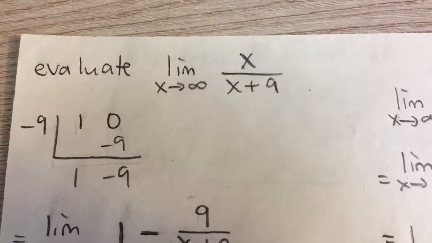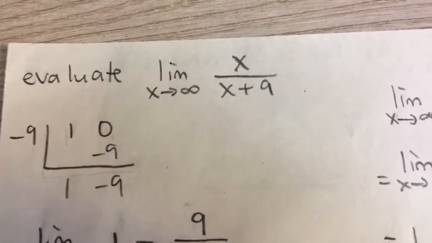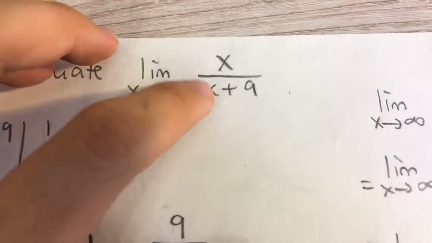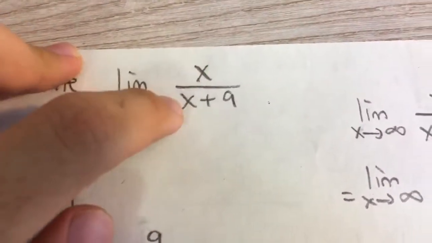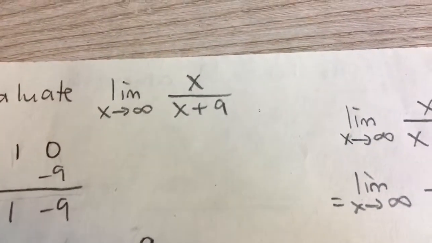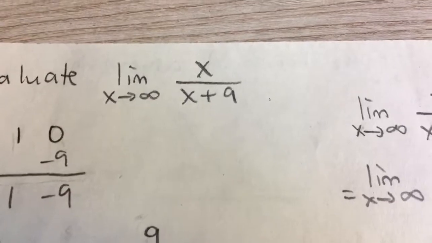Evaluate the limit as x approaches infinity of x over x plus 9. Now first off, intuitively, if we plug in a very large number, we would have that large number divided by that large number plus 9. But 9, in comparison to the extremely large number, is basically 0. It's minuscule in comparison to that number.